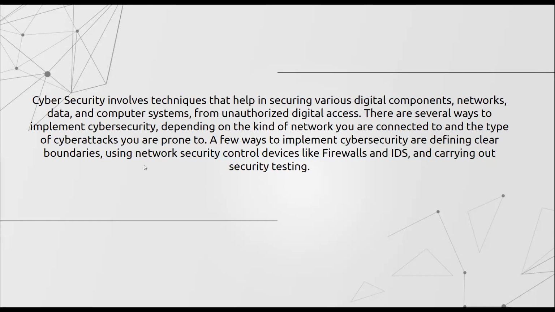So there are several ways to implement cybersecurity depending on what kind of network you are connected to and the type of cyber attacks that you are prone to. There are different types of cyber attacks, as I mentioned before. One of the most common ones is email phishing. They send an email and wait for you to click on the link, and then using that link they track your IP and start attacking and gaining access to your laptops and computers. So that's one of the ways.